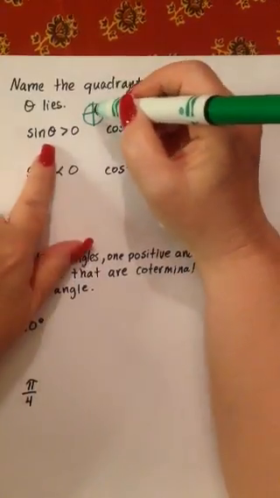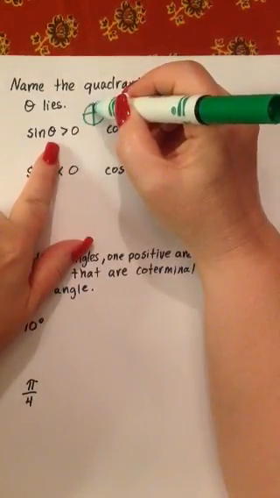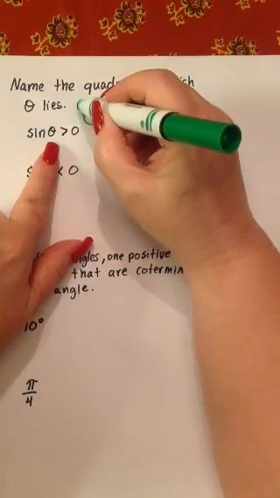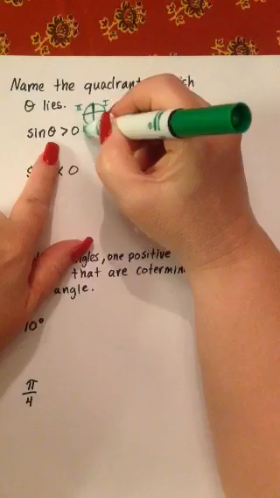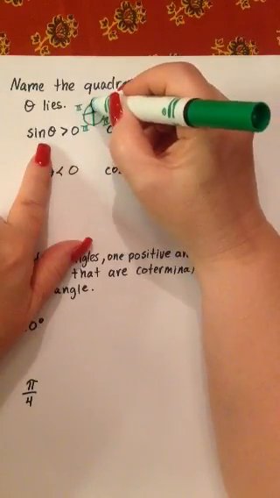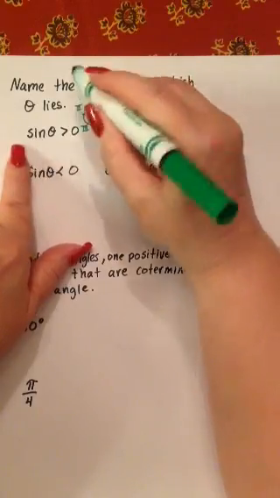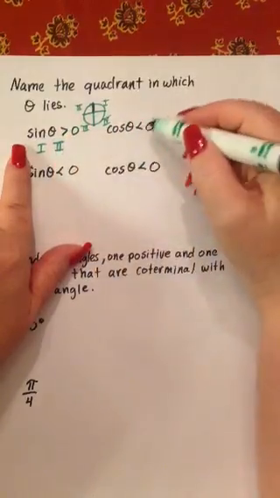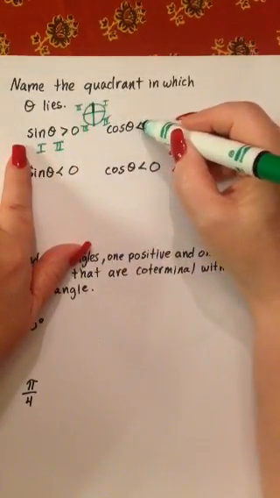So sine is greater than 0 where y's are positive. Remember the quadrants go 1, 2, 3, and 4. Okay, so sine is greater than 0 in the upper hemisphere, so that's quadrants 1 and 2. So I'm going to write 1 and 2. It says, where is cosine of theta less than 0?